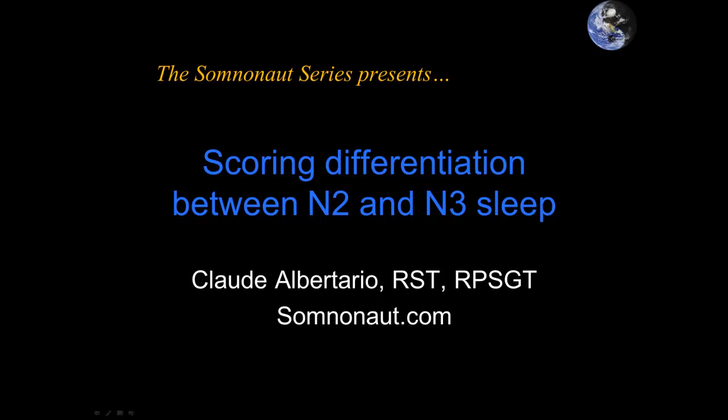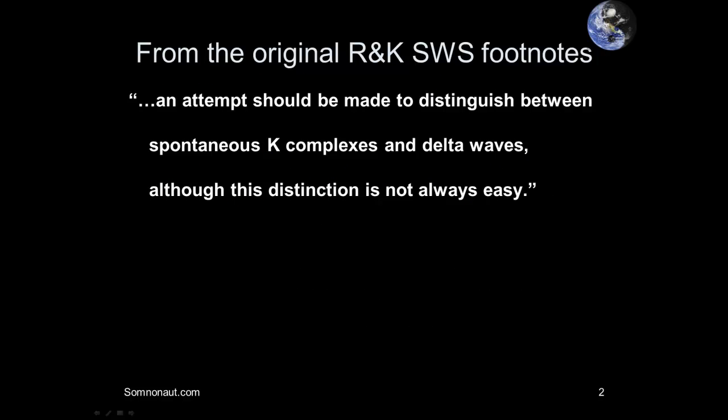In this video, I'll be presenting my point of view on the scoring differences between stage N2 and N3. So to begin, we must revisit Rechtschaffen and Kales' scoring manual. From the original R&K slow wave sleep footnotes, we can see the statement: an attempt should be made to distinguish between spontaneous K complexes and delta waves, although this distinction is not always easy.